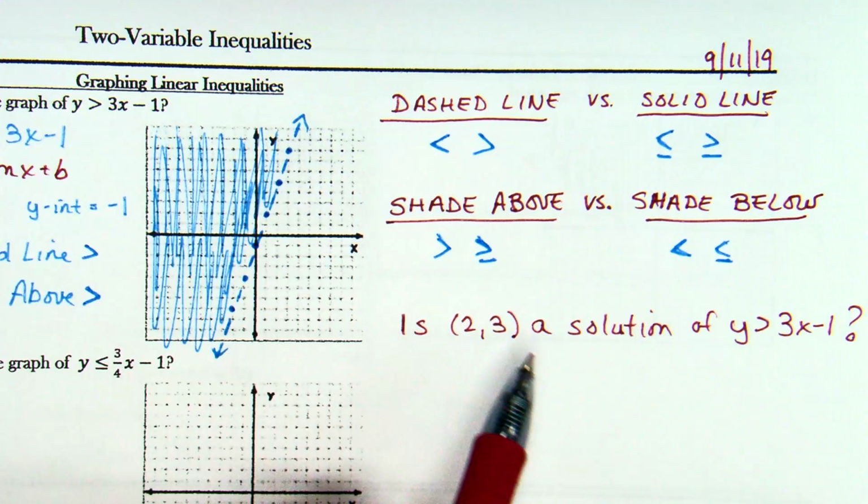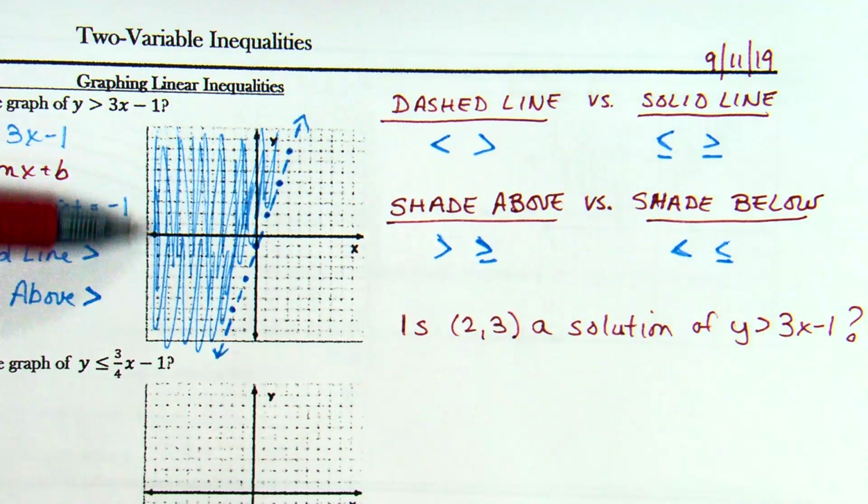But if you have a graph, how do we know if 2, 3 is a solution? It's going to be a solution if it's in the shaded area. Is 2, 3 in the shaded area? Just barely, but it's not. So by looking at the graph, it's not in the shaded area, so I know that this is not a solution. That's one way to tell.